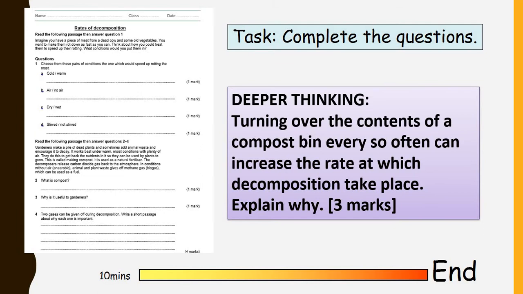Another factor we may link this to is moisture. If we have a compost heap, the top may dry out. If we turn it over, redistributing that moisture, that could also help with the decomposition process.